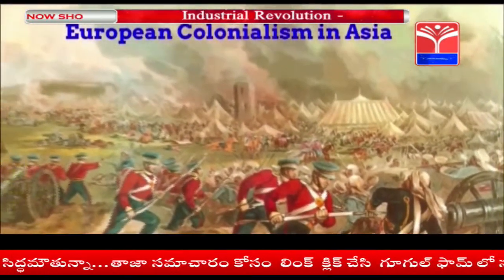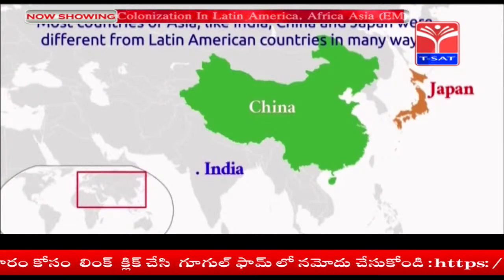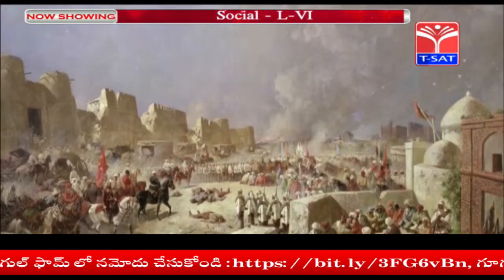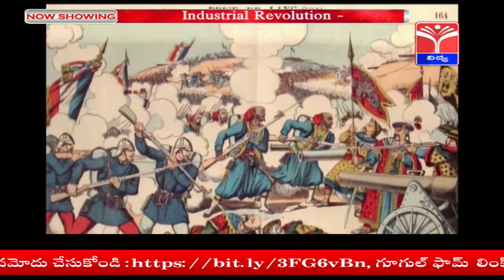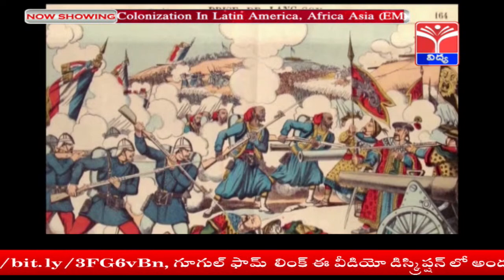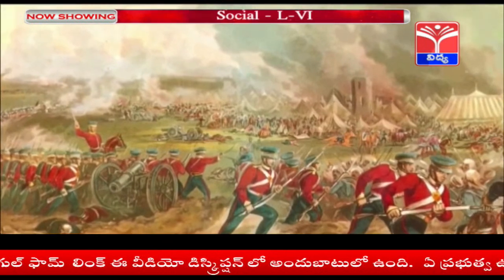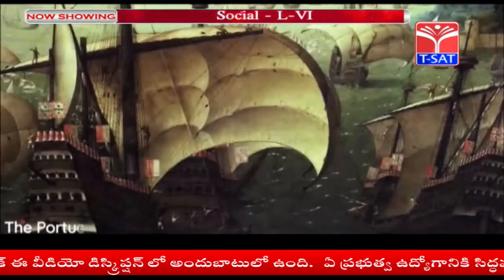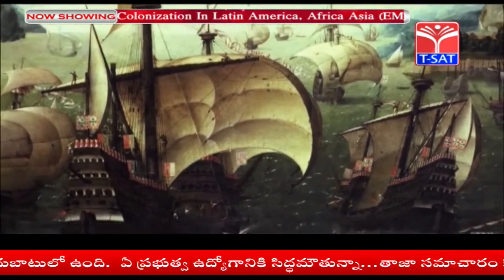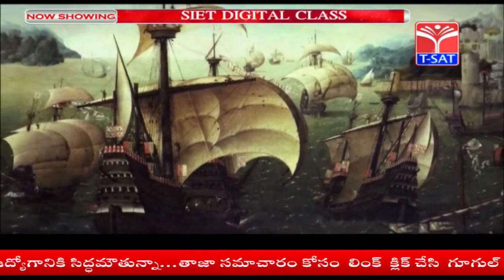European colonialism in Asia. Most countries of Asia like India, China and Japan were different from Latin American countries in many ways. Most of the Asian countries were densely populated by prosperous peasant communities. They were governed by powerful empires that had vast armies. Thus, when the European powers tried to attack the Mughal Empire, they were repeatedly defeated by the Mughal armies. However, the Europeans were able to establish power over some important ports like Goa, from where they controlled the oceanic trade. The Portuguese, for example, established a seaborne empire over the Indian Ocean in the 16th century.